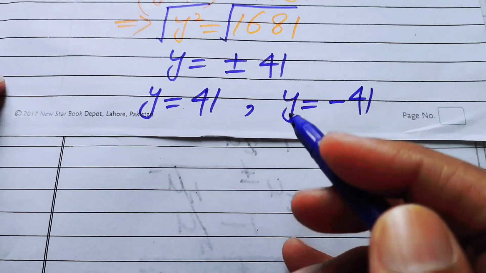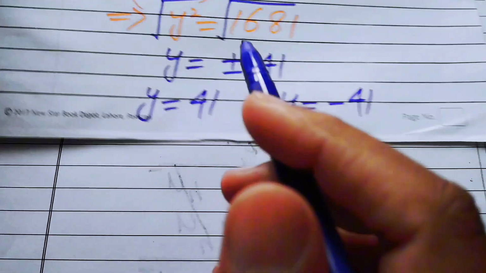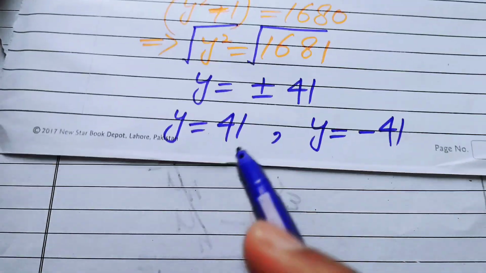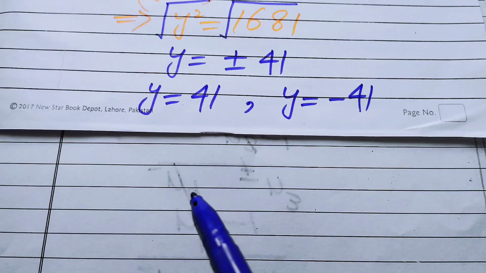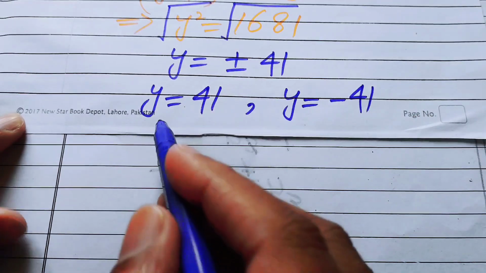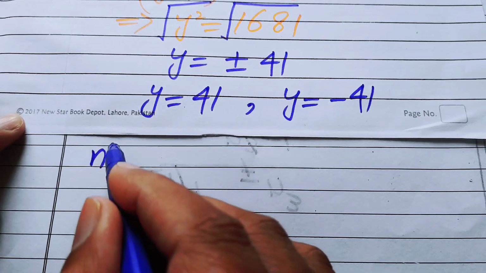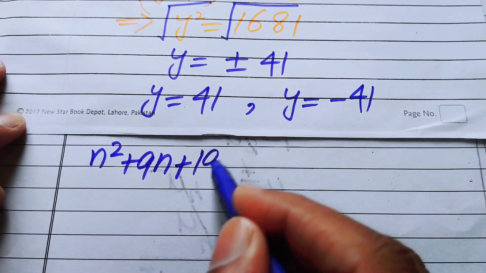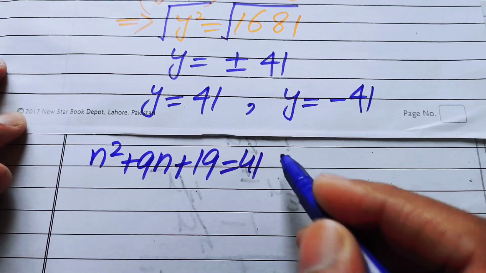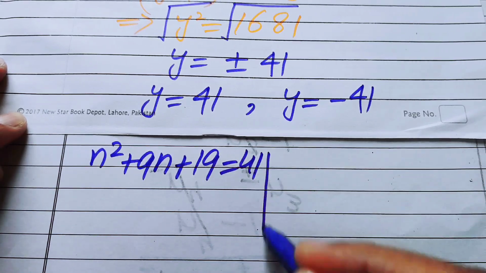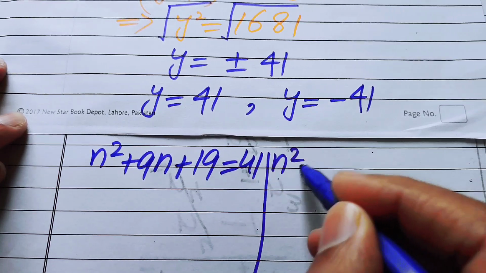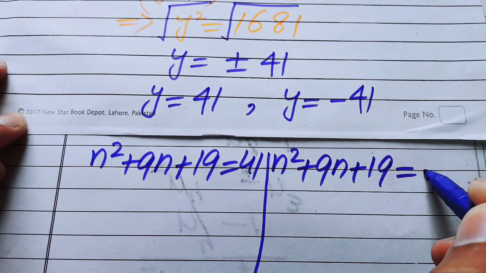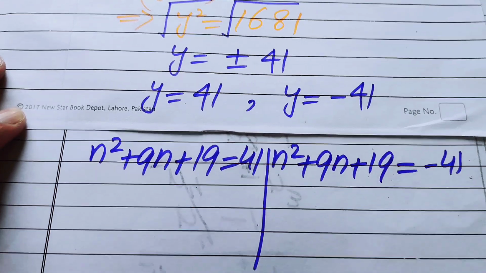In the next step we will back substitute the value of y, and here you see that we have y equals n squared plus 9n plus 19. So we back substitute the value of y, and you will obtain n squared plus 9n plus 19 equals 41. So this is our first case, and here you have n squared plus 9n plus 19 equals minus 41.